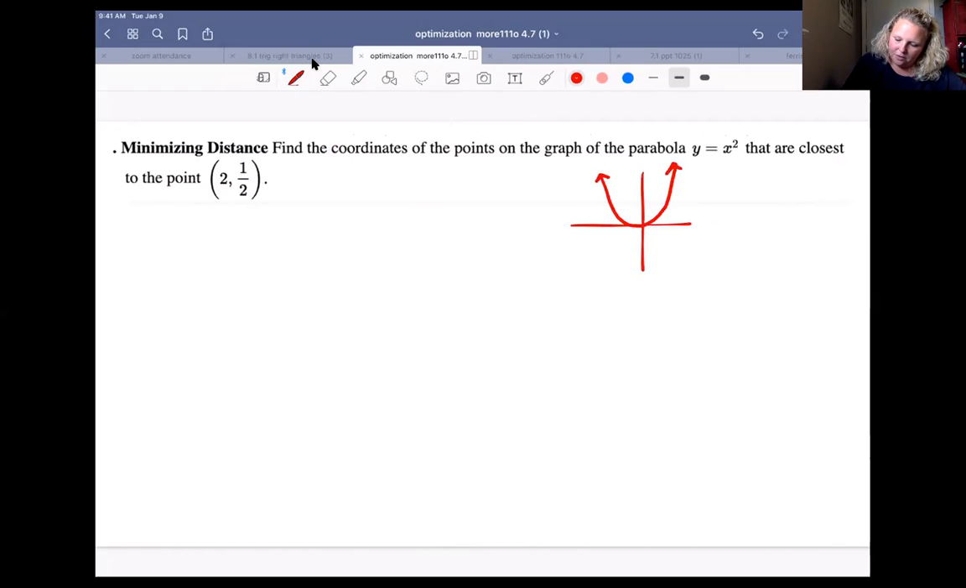You have a point randomly, and you would like to minimize. You want to know what's the shortest distance between that point and that curve. And you cannot look at a graph and find it, okay?